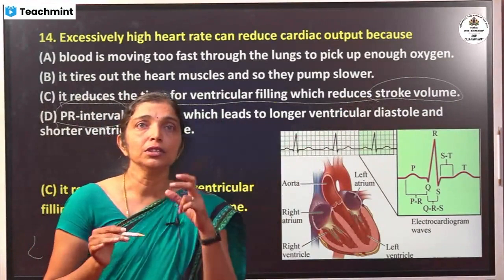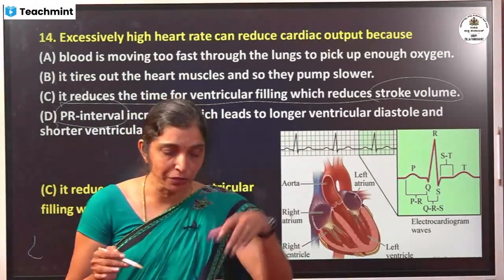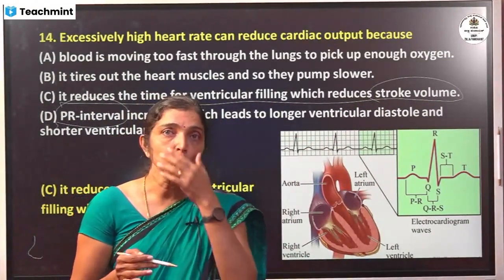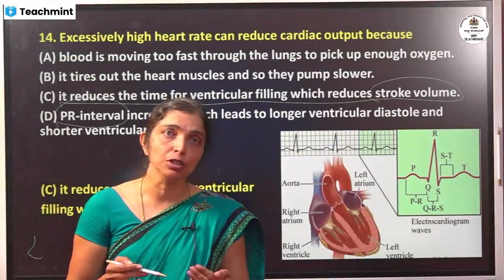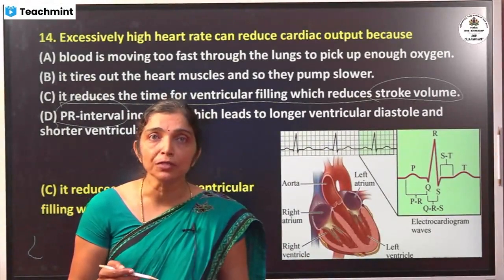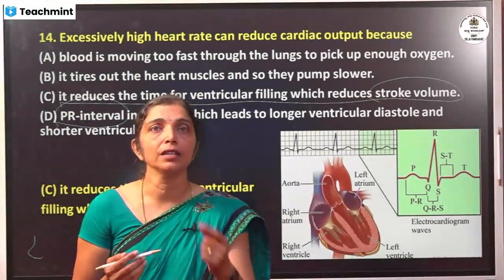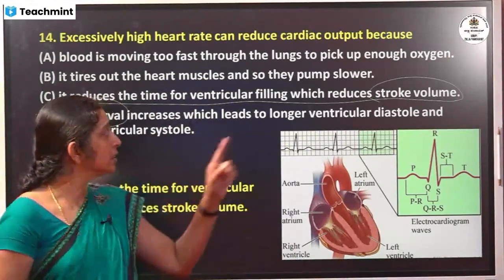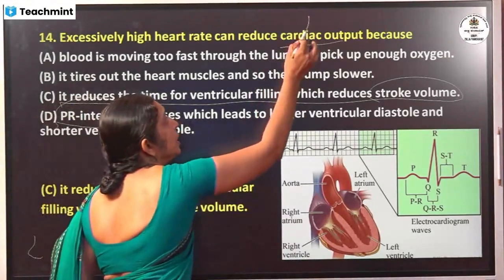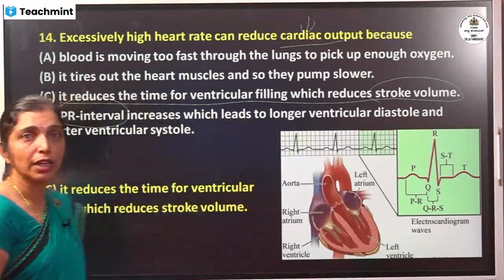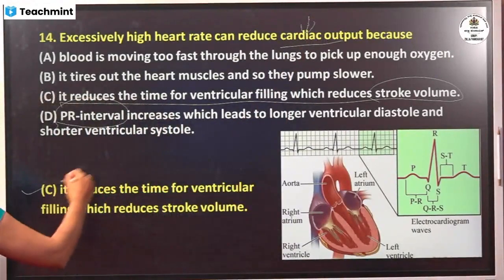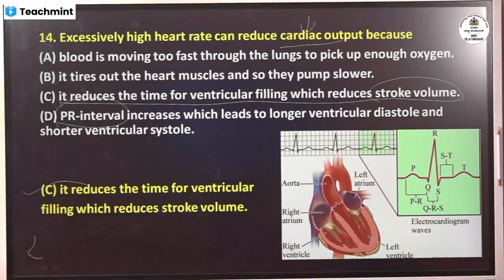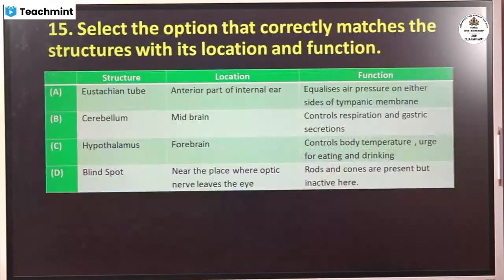Because there is a reduced time for the ventricles to be filled. So what do you mean by stroke volume? Stroke volume is the amount of blood pumped from the ventricles per heartbeat. So definitely when the stroke volume is less, the cardiac output is also reduced. So the right option over here is C, that is, it reduces the time for ventricular filling, which reduces your stroke volume.